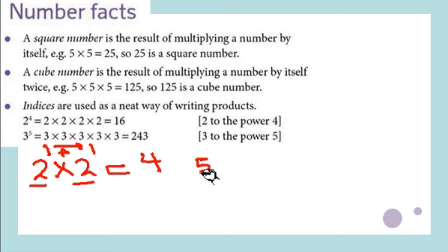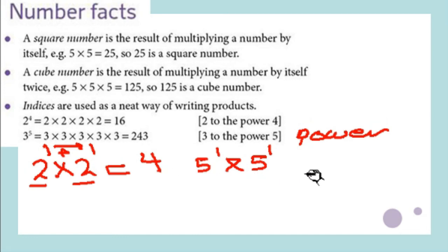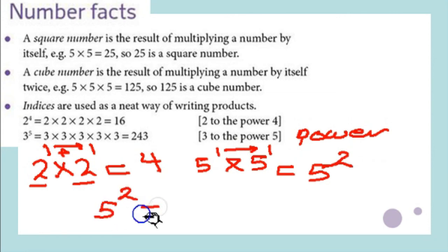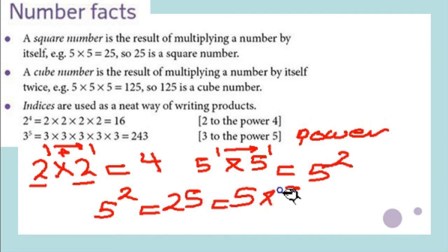Again, 5 power 1 by 5 power 1. The power here, this is the power. The power means the basic, the 5. This is the only 5 we have here. So 5 by 5 equals 5 power 2, because 1 plus 1 equals 2. So 5 power 2 equals 25, because this is 5 by 5.